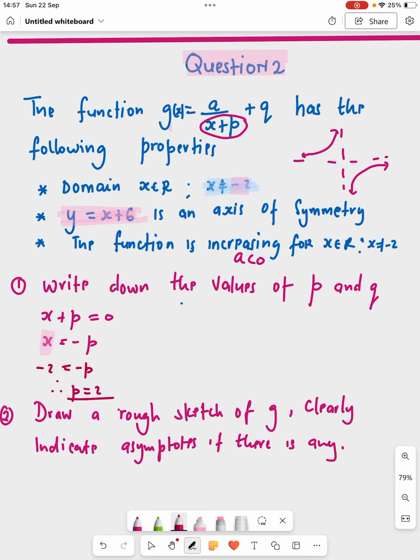Now, to find the value of q, we can always substitute our vertical asymptote in the equation of the symmetry line. So y is equal to -2 plus 6. So we are going to get y is equal to +4. Therefore, this +4 here is your horizontal asymptote. So the value of q is equal to 4. Fortunately, with the horizontal asymptote, we take it as it is.